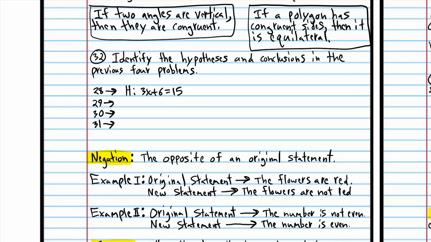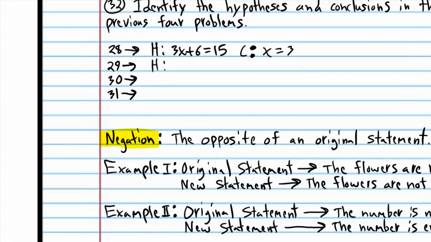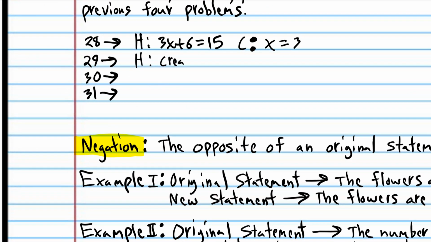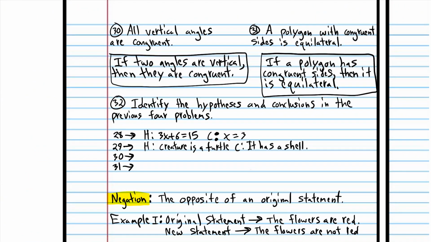And conclusion was x equals 3. And hypothesis is a creature is a turtle. And conclusion is it has a shell. And so now I want you to try number 30 and 31.